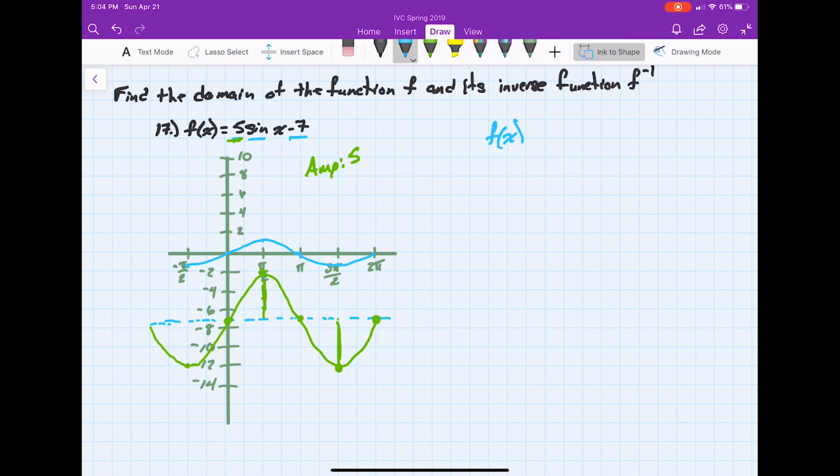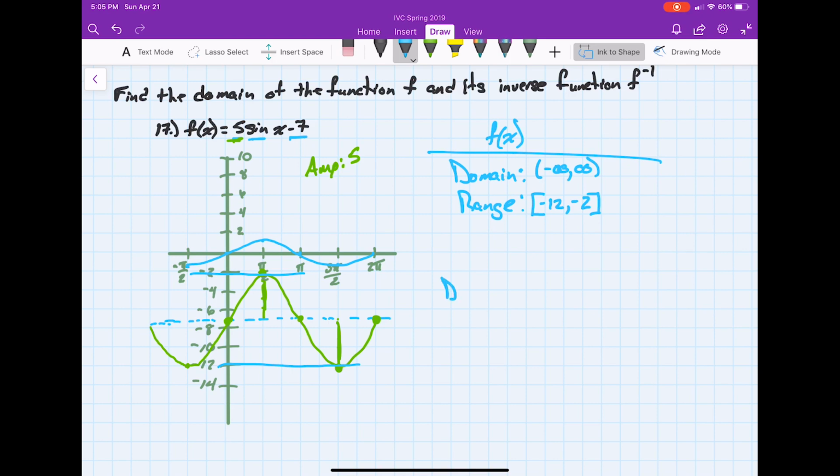So f of x, we got the domain is equal, and our range. So the domain is basically everything. It's all real numbers, right? So -infinity to infinity. And then our range, well, it's going from that -12, right? And it's included up to -2, which is also included. So there you have our range and our domain for that.